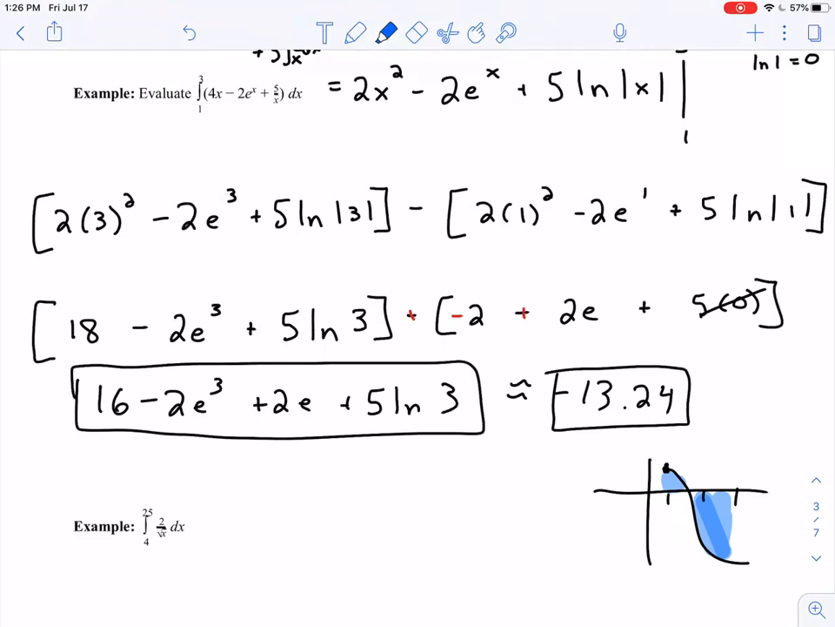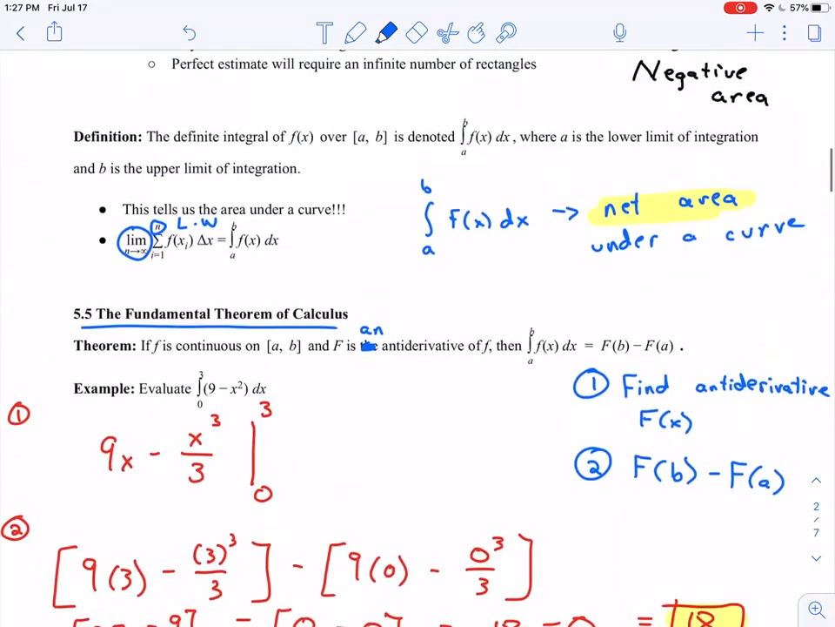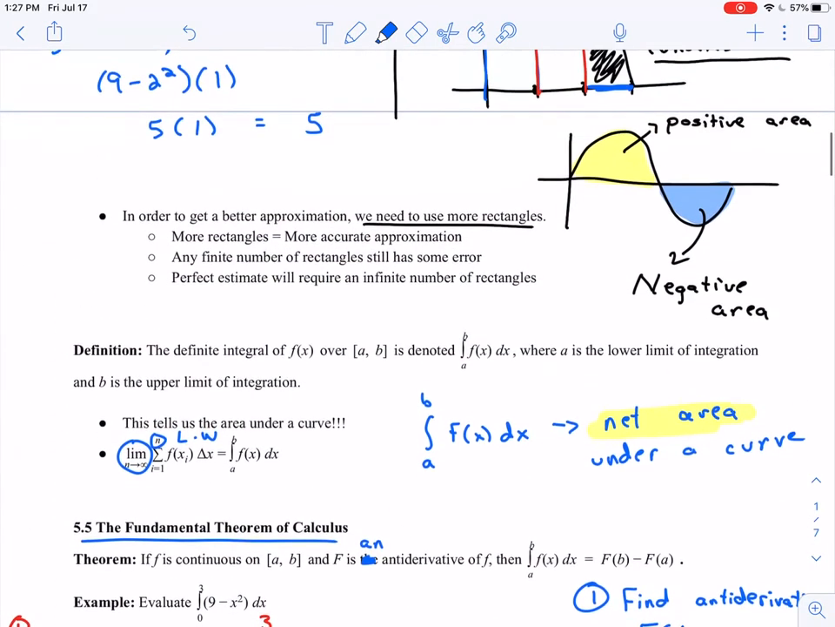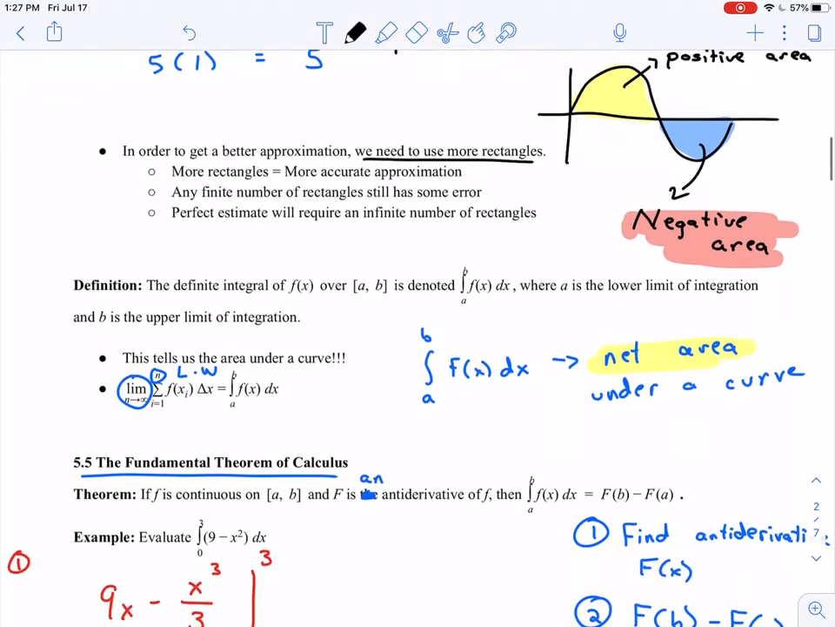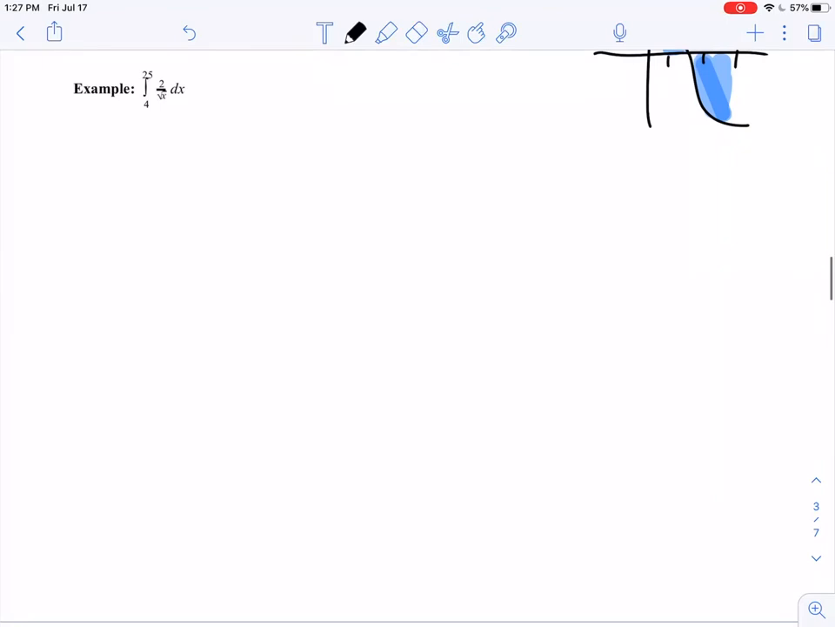So key takeaways that I want you to have here: it's okay if we end up with a negative answer to a definite integral. That just means you have more area under the x-axis. And the thing I really want you to take away here is that the definite integral counts area below the x-axis as negative. It's a really important idea here. So we've got one last example, and then we'll wrap this video up.